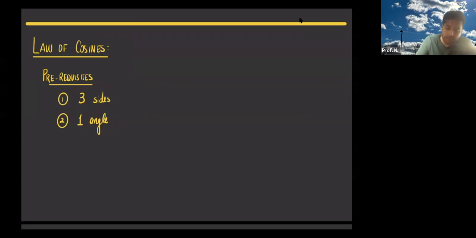So let me draw just a random triangle. Doesn't have to be right. For these problems, we don't need a right triangle. We just need a triangle. So I'm gonna call this A.